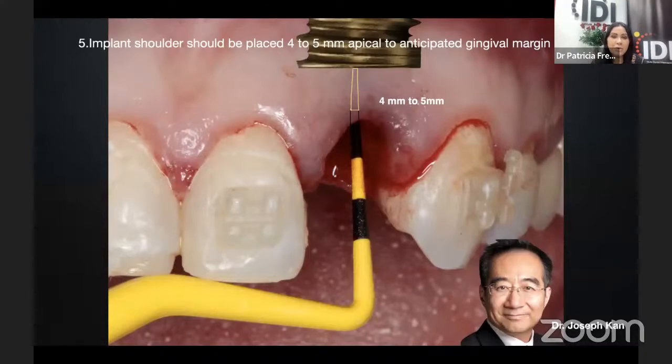If we talk about the depth of the shoulder of the platform of our implant, it will be placed 4 to 5 millimeters apical to the gingival margin. Sometimes our reference will be the bone, but when we are working without a flap in the anterior area, our reference will be the gingival margin. So we have to place our platform 4 to 5 millimeters deep. This is Dr. Joseph Kahn, who talks a lot about this subject.